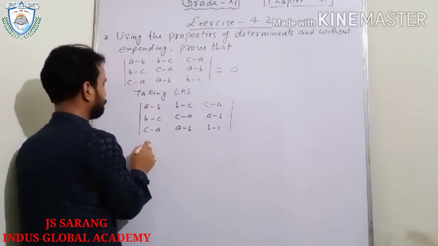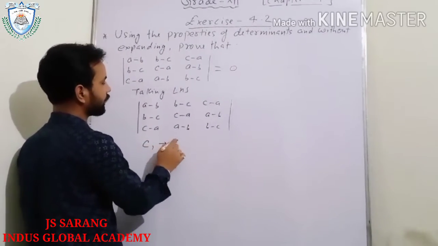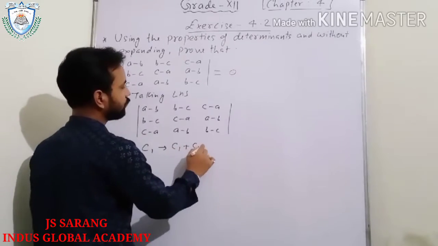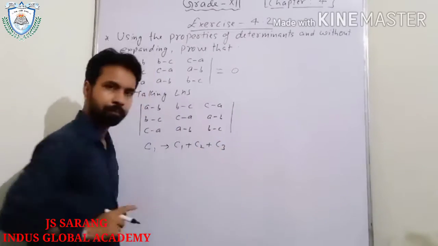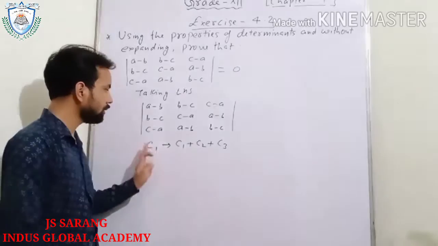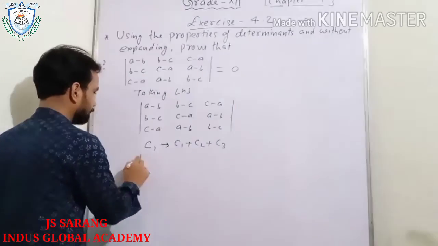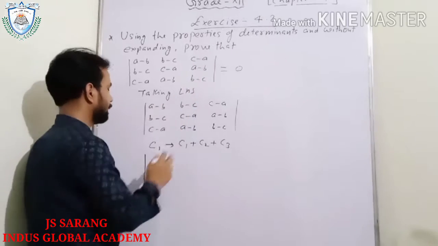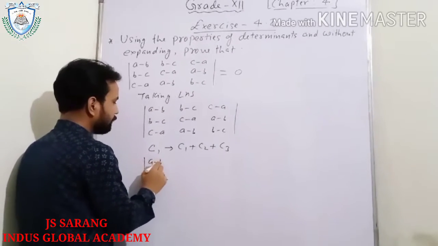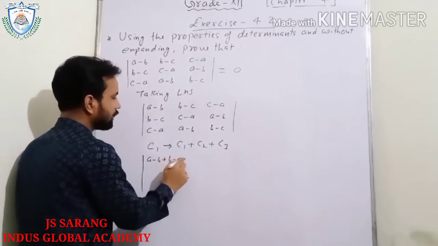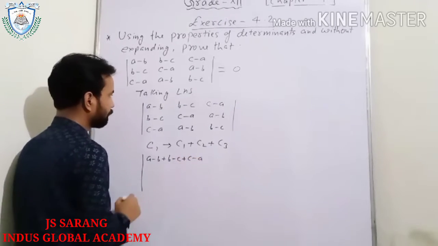So what we will do? We will implement the operation C1 tends to C1 plus C2 plus C3. We will apply the operation in C1, that is C1 plus C2 plus C3. See, C1 plus C2 plus C3: a minus b plus b minus c plus c minus a.